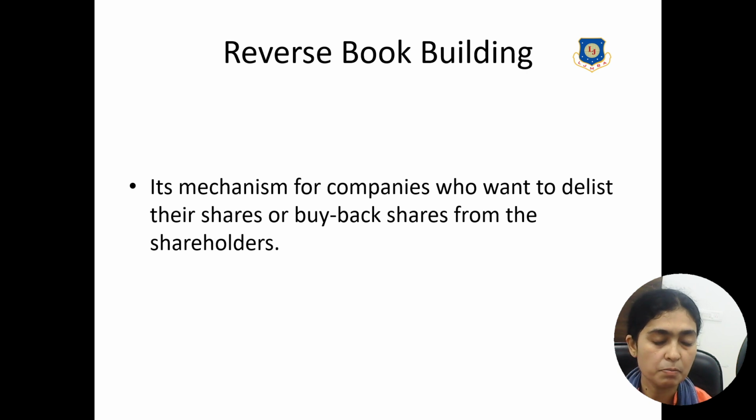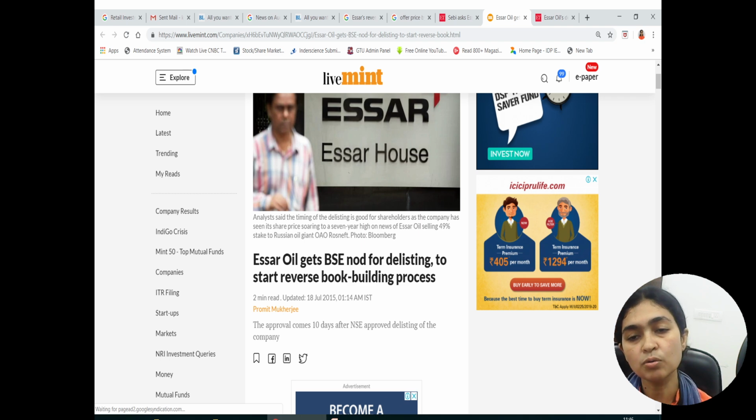The last concept of the primary market is what is known as reverse book building. What do you mean by reverse book building? Till now we were talking about listing. This is the reverse of that. That is, I want to delist my company. If I want to delist my company, again what I need to do is buy back the shares from the public, and the entire process followed for that is what is known as reverse book building. That is, it is a mechanism for companies who want to delist their shares or buy back the shares from the shareholders, and they need to take at least 95% of shares from the market back, and only then will the company be assumed to be a delisted company.